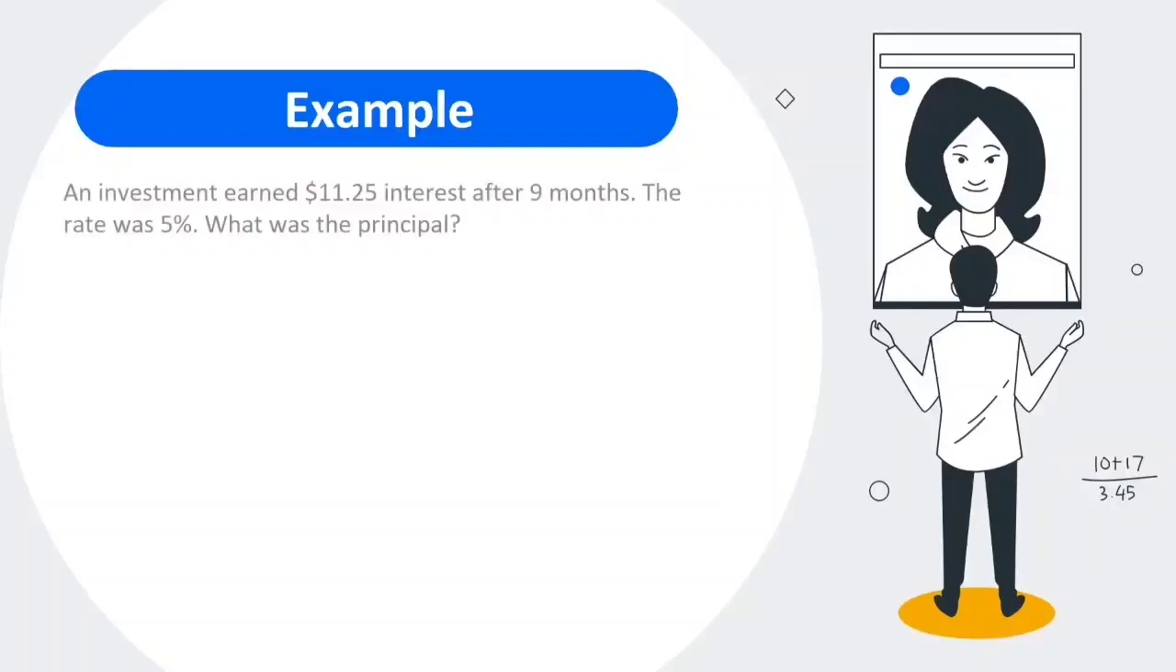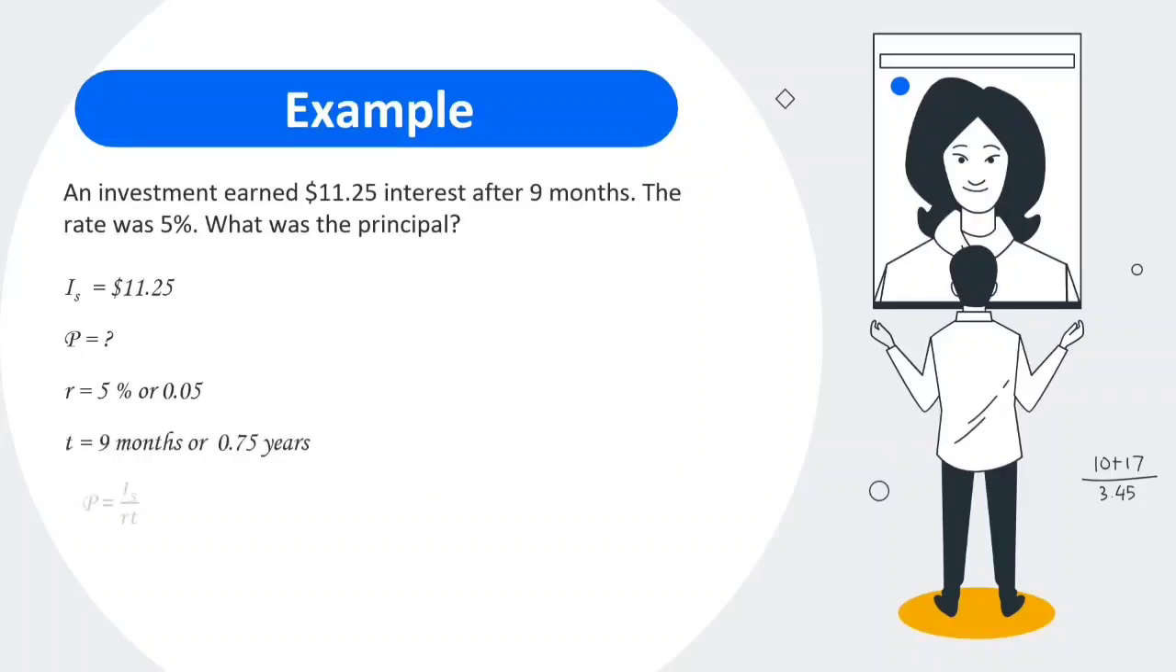An investment earned $11.25 interest after 9 months. Now, the rate was 5%. So what was the principal amount? Now IS is given, which is $11.25. Now P, we're looking for the principal amount in here. And then R is 5%, or that's 0.05. And then T, we have 9 months, or that's 0.75 years. So that's 9 divided by 12, we got 0.75 years.